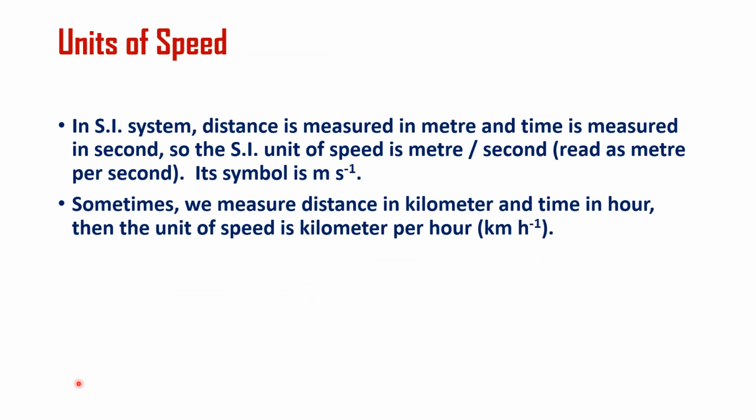So in the SI system, distance is measured in meter and time is measured in second. So what will be the unit of speed? It will be meter per second. We will read it as meter per second, or we can write m s^-1, that is, second raised to -1, specifying that second is in the denominator. So you have to write -1 here. If we are measuring distance in kilometer and time in hour, then we will say speed is kilometer per hour. Usually the distance traveled by vehicles we measure in kilometer per hour.